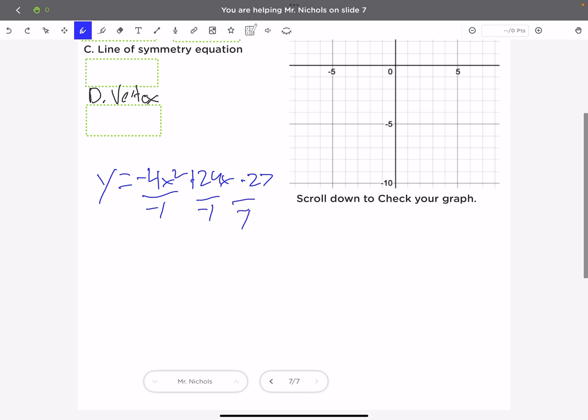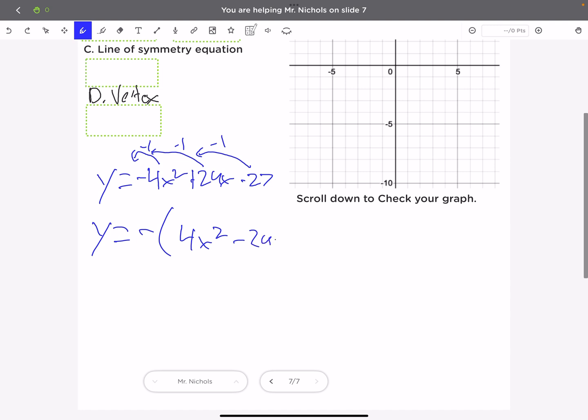But I'm not actually going to divide by -1 because I can't really do that. I'm going to factor out the -1. So I'm going to pull out -1, -1, and -1. And I do that because I don't like a negative in front of my x squared. And so when I do that, I get y is equal to negative, and you don't have to write the 1, 4x squared minus 24x plus 27.